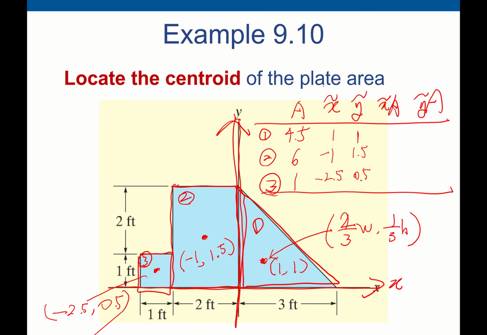Now we can multiply x tilde and A, y tilde and A. So 4.5 times 1. Oh, sorry, not this one, this one. Minus 6. Minus, for the y, 9, 0.5.